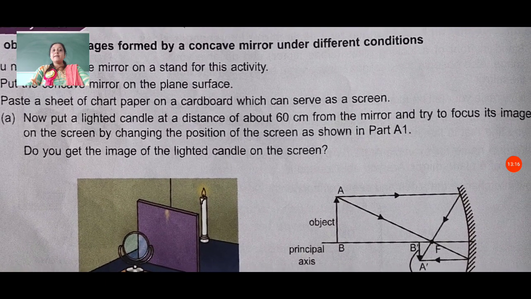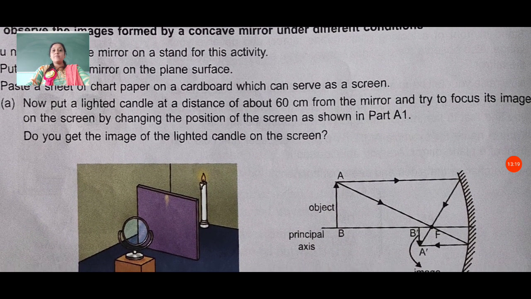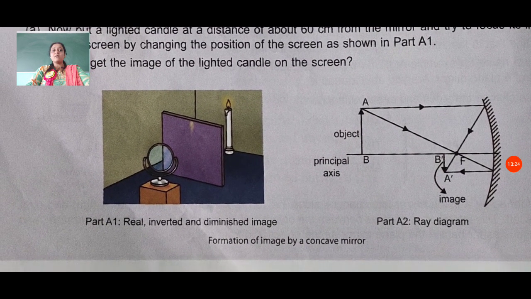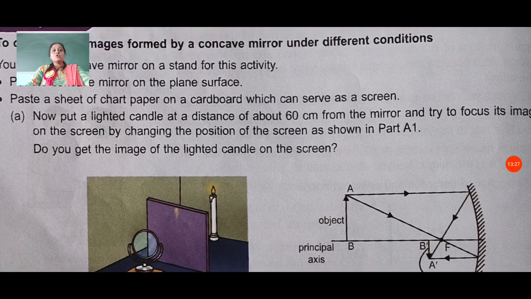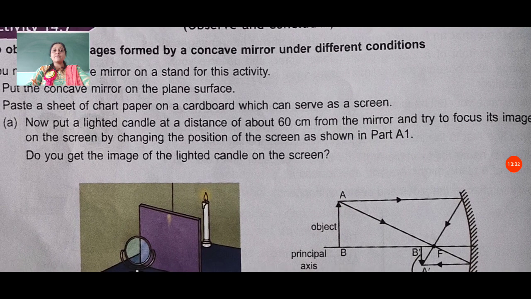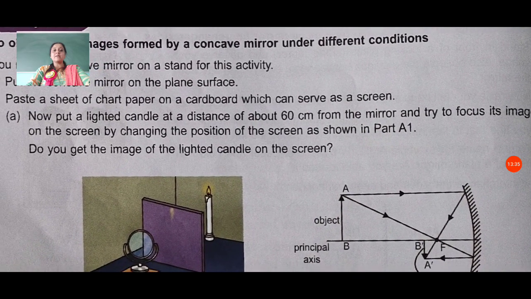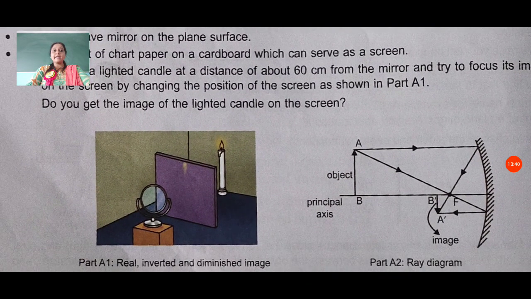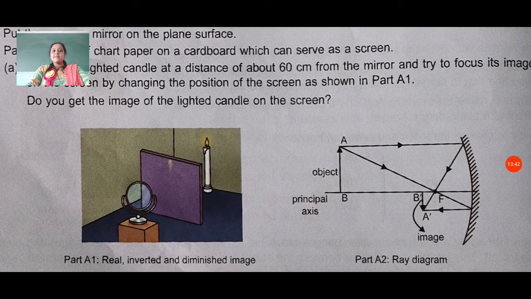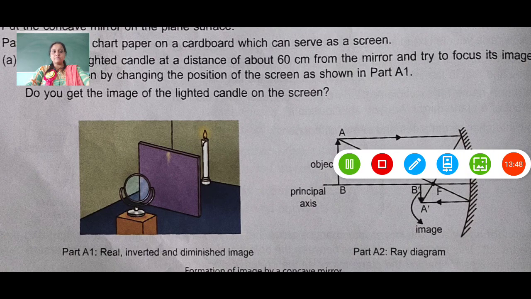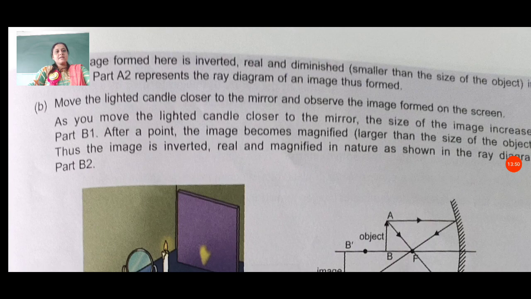Now put a lighted candle at a distance of about 60 cm from the mirror and try to focus its image on the screen by changing the position of the screen, as shown in part A1. Do you get the image of the lighted candle on the screen? Now we will observe it. The image formed here is inverted, real and diminished.